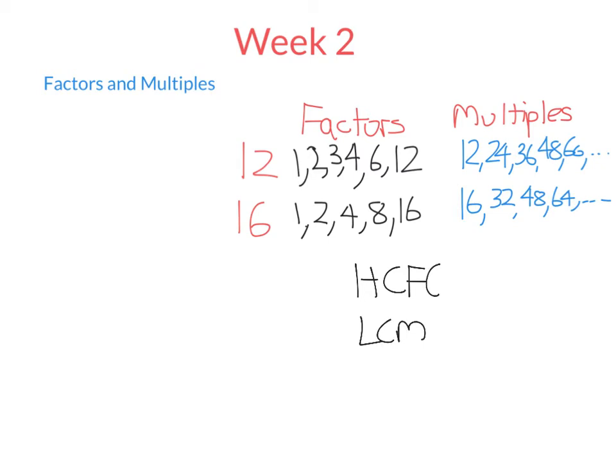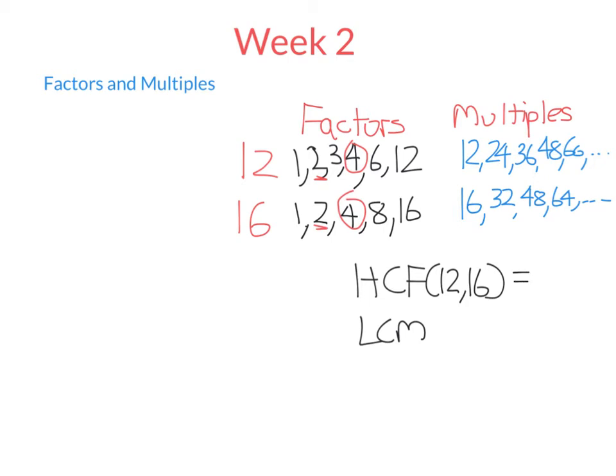So the highest common factor of 12 and 16 is the highest number that's a factor of both 12 and 16. So 2 is a common factor of 12 and 16. It's common to both 12 and 16. They both have it in their list, but it's not the highest common factor. The highest common factor is actually 4. 4 is the highest number that is a factor of 12, but also a factor of 16.